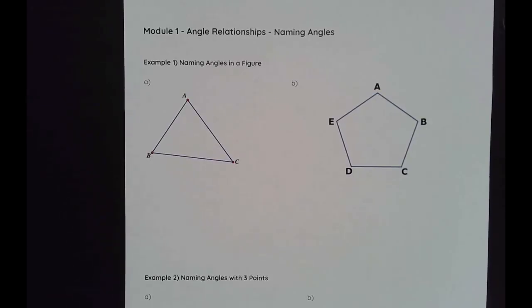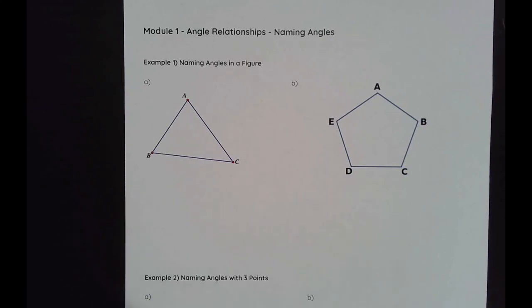Next, we're going to look at naming angles. So in relation to geometry, there's a notation that we use for naming angles. First, we're going to look at naming angles in a figure. Naming angles in a figure is a little easier than naming something in something more complex.